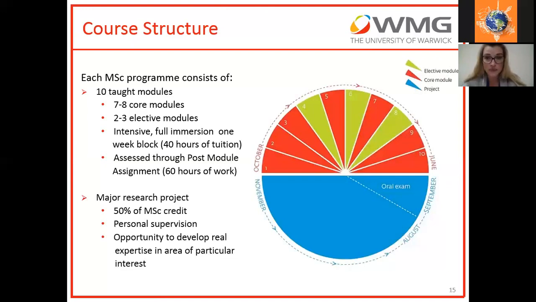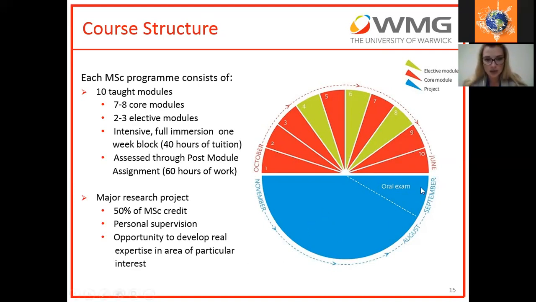The course structures are very interesting and very unique, because you have about 10 taught modules. Seven or eight would be core, and two or three would be elective modules. How they're taught is really innovative and unique to WMG here at Warwick. They're intensive, full-immersion one-week blocks. During the week, you're basically in full-time employment, going to your lectures. Once you're done with the full-week block, you will have to write a post-module assignment, which is about 60 hours of work.